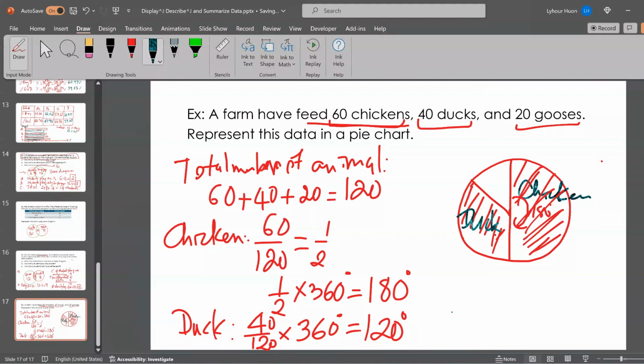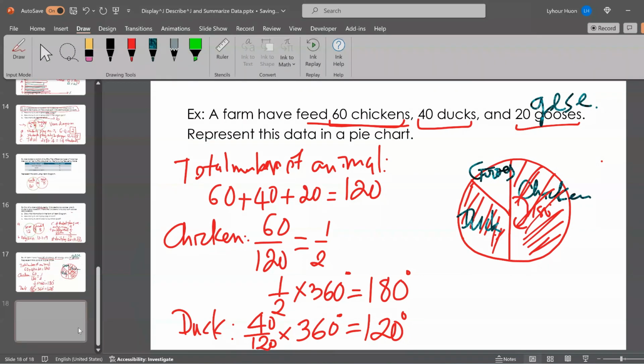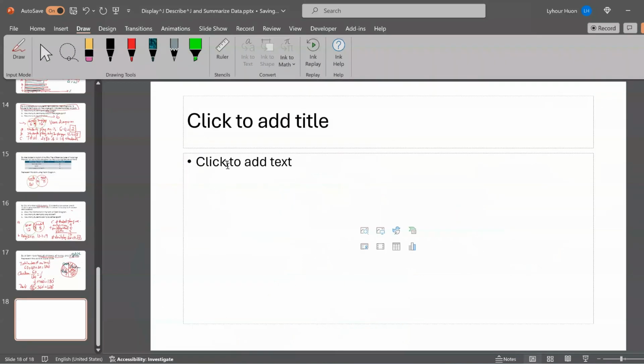Beside that, 120. Either way, this part will be the geese, 20 geese. The plural of goose is geese, G-E-E-S-E. So this is how we represent the pie chart. It's good to review again because otherwise you may think, I know pie charts, but how do we do it? Maybe I forgot.